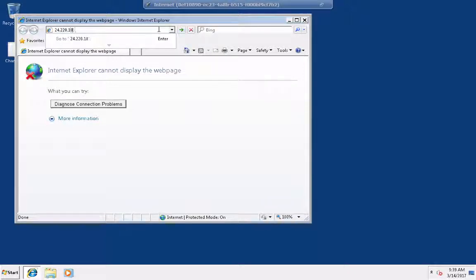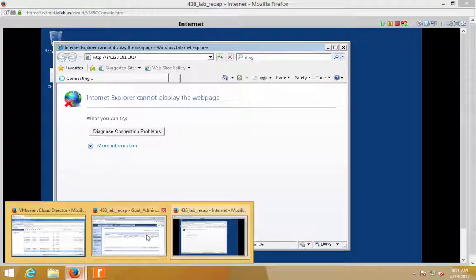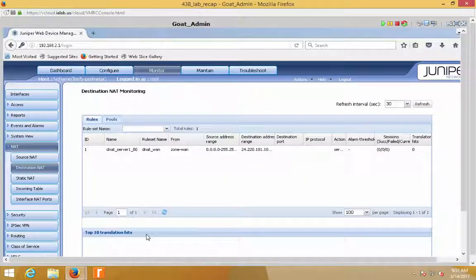So I try to go to it. No, it's not going to work. Now, could you have tested it from the get-go from the dog network? You could have, but you would have had to make sure to make all the outbound rules for it to even work in the first place.